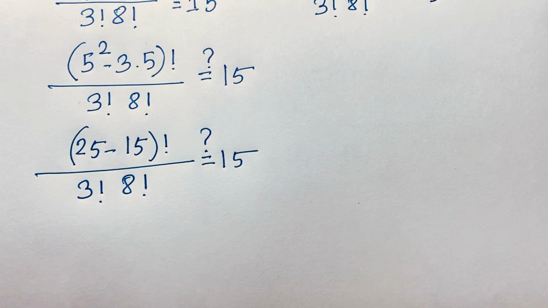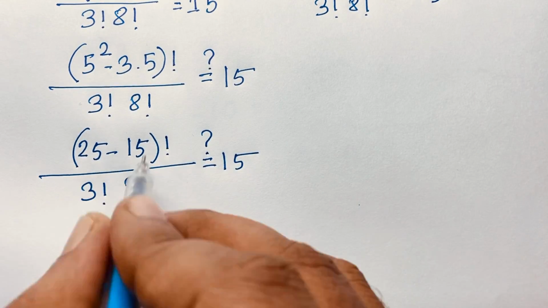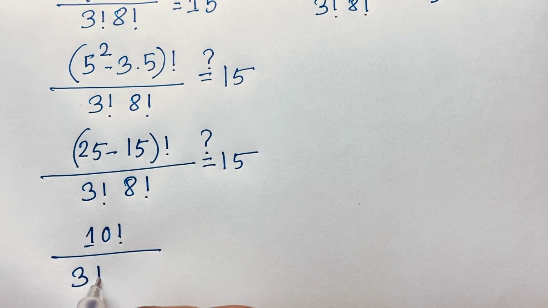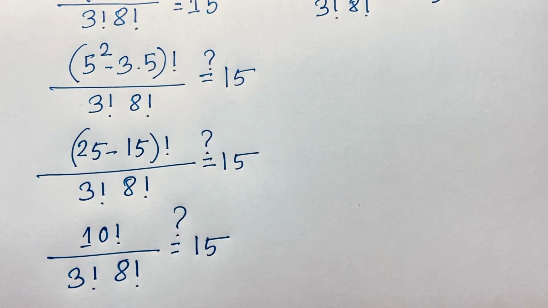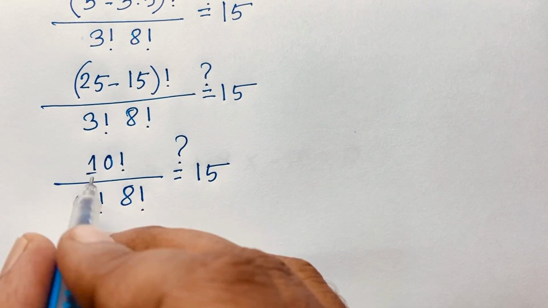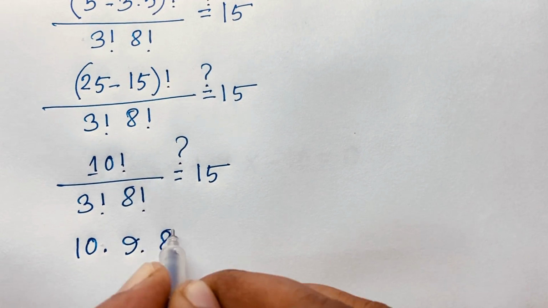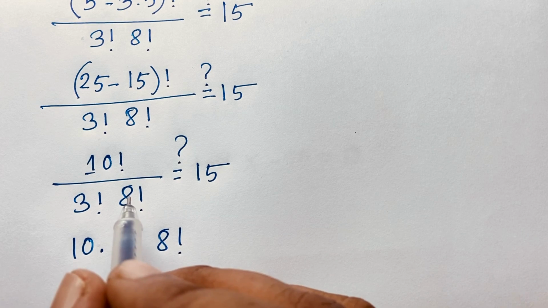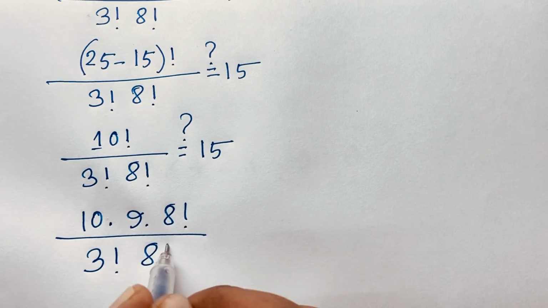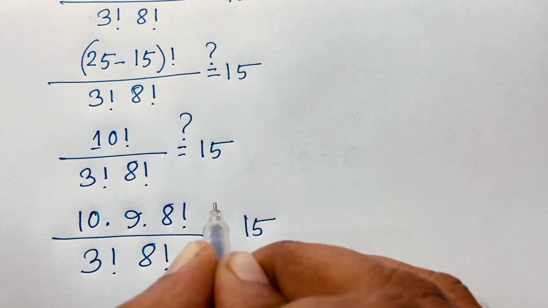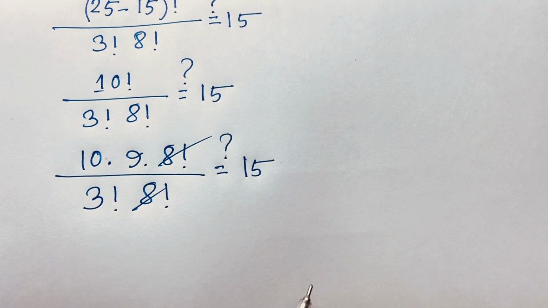Now at this moment you can easily see here is 10!, because 25 minus 15 is 10, over 3! and 8! is equal to 15. Now 10! will be 10 times 9 times 8!, because n! is n times (n - 1)!, over 3! and 8! is equal to 15. Now you can easily see 8! cancels out.